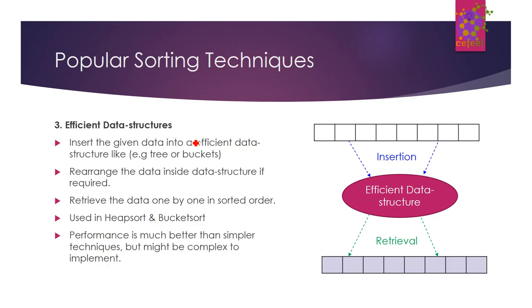The complexity comes in maintaining and organizing the data structures. In case of heap sort, that is heap, which means we have to organize the data into a heap, a complete binary tree, and then when we retrieve, we have to rearrange the tree or the elements in the tree, and so on. Okay, cool. So these were three important strategies or techniques which are used by popular sorting algorithms.